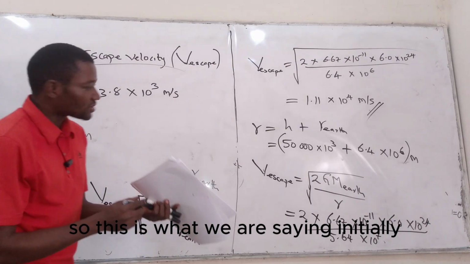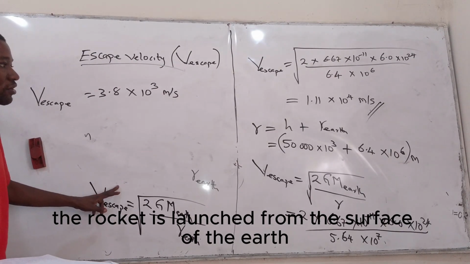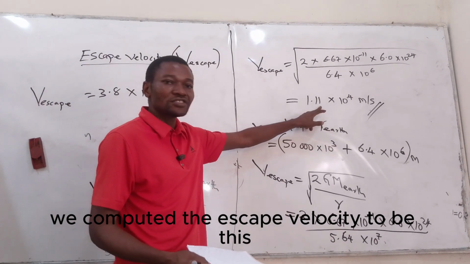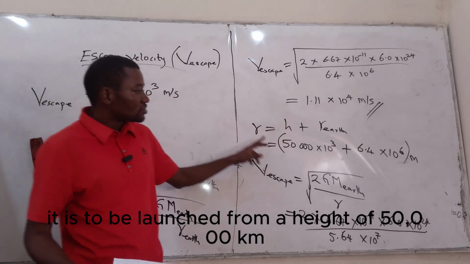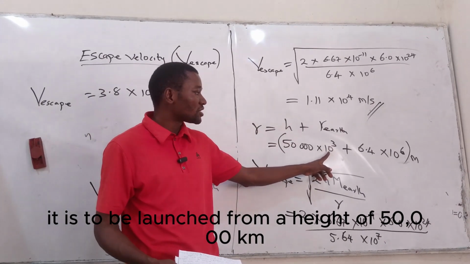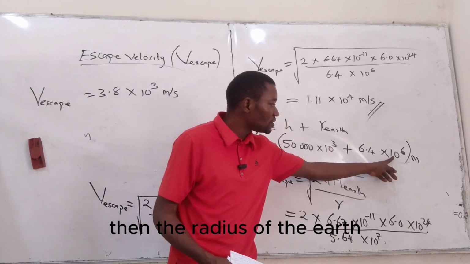So this is what we are saying. Initially, the rocket is launched from the surface of the Earth. We computed the escape velocity to be this. And later on, it is to be launched from a height of 50,000 kilometers. So we convert the kilometer to meter, then the radius of the Earth.